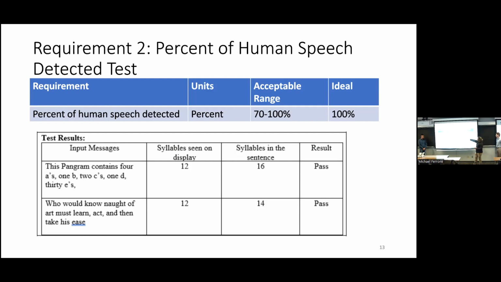For the top one, we had 12 out of 16 syllables displayed, which is a pass because our pass criteria was 70 to 100%. Obviously, we want it to be 100, but a lot of the time that's not exactly reasonable. So this was a 75% pass rate. And for our second one, we had 12 out of 14, which is around a 79% pass rate.